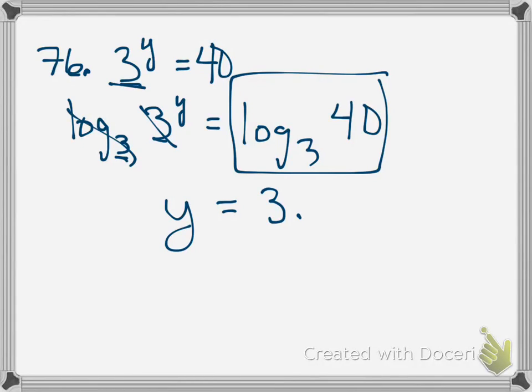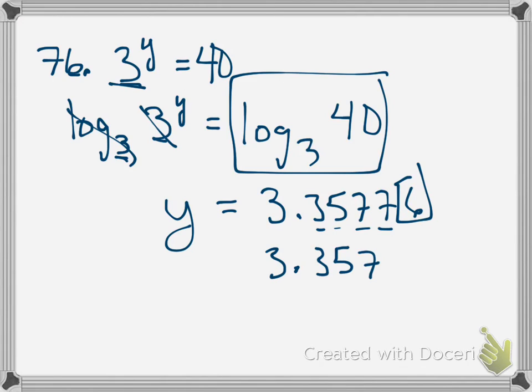So then I can type this into the calculator and see what I get for an answer. The calculator gives me 3.3578, approximately. It says round to 4 decimal places, so 1, 2, 3, 4. The next digit tells me that the 7 needs to become an 8. 3, 5, 7, 8. There you go. So there's how you would solve that one.